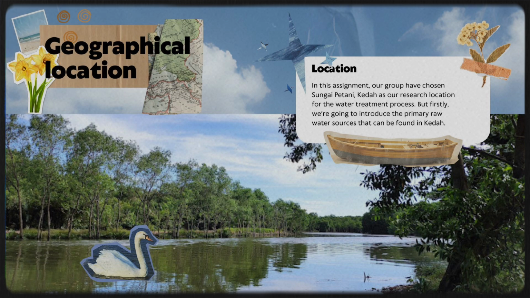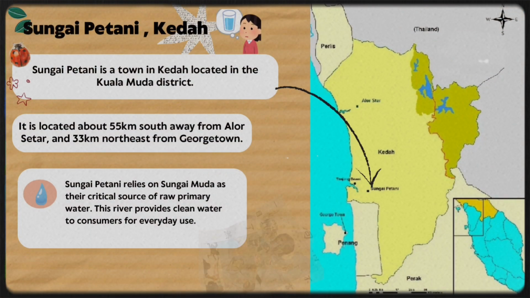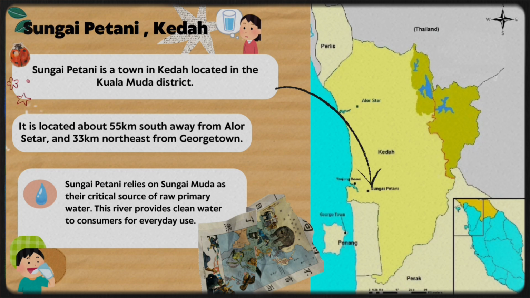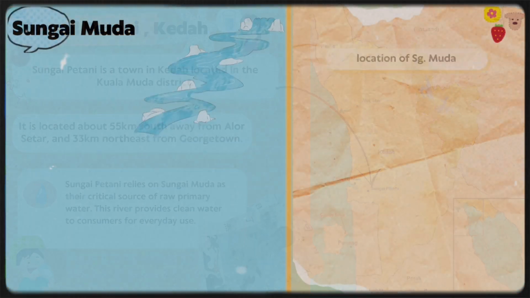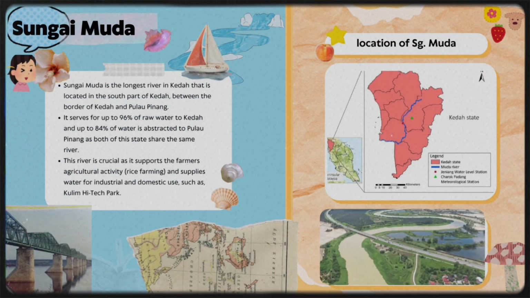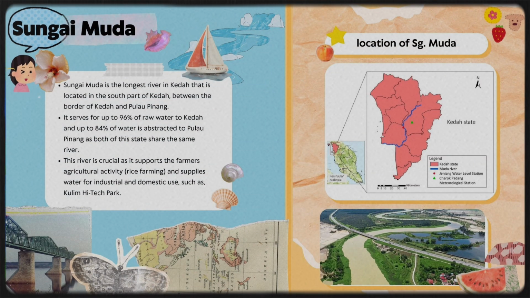But firstly, we're going to introduce the primary raw water sources that can be found in Kedah. Sungai Petani relies on Sungai Muda as its critical source of raw primary water. This river provides clean water to consumers for everyday use. Sungai Muda is the longest river in Kedah, located on the border of Kedah and Pulau Pinang. As both of these states share the same river, 84% of water is abstracted to Pulau Pinang and up to 96% of water is used in Kedah.